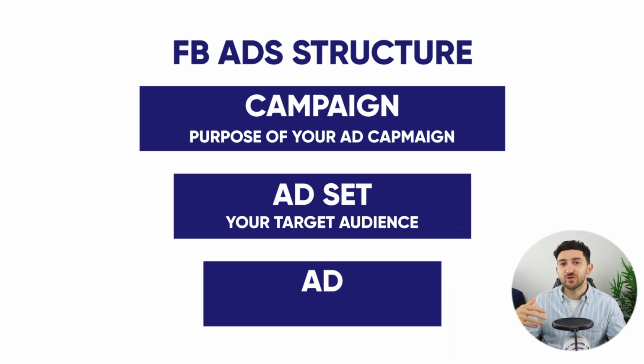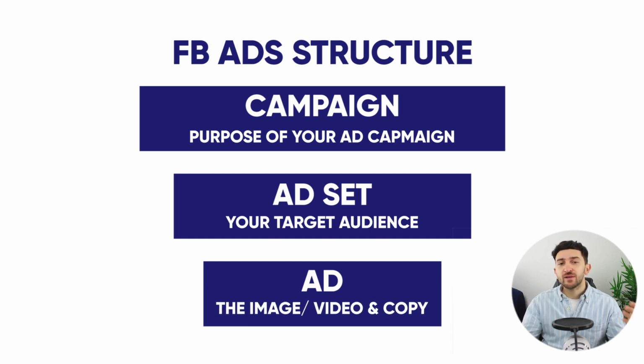So for example, are they interested in dogs? Are they married or are they in a relationship? And these types of targeting methods that you can use on Facebook. So like I said, just think of the ad set as who you actually want to go and see your ad. And then finally, we have the ad itself.